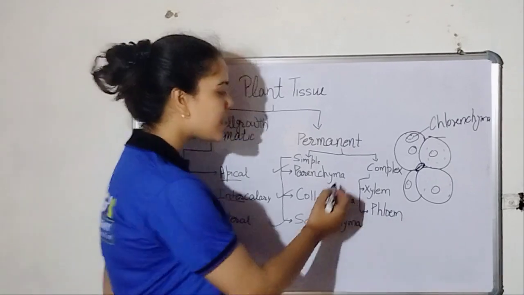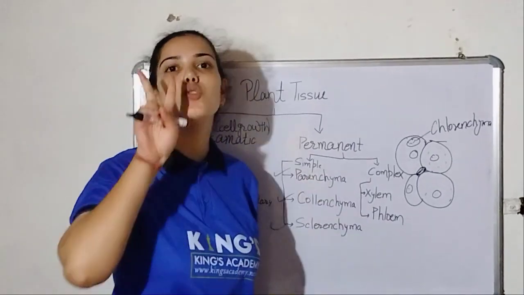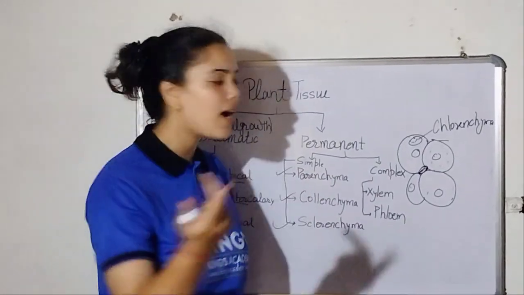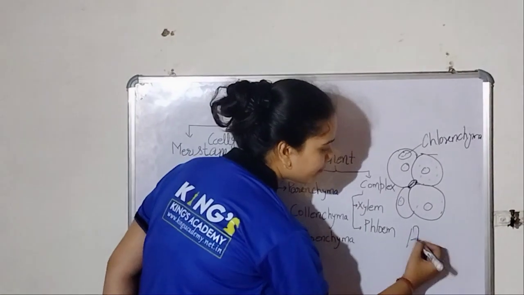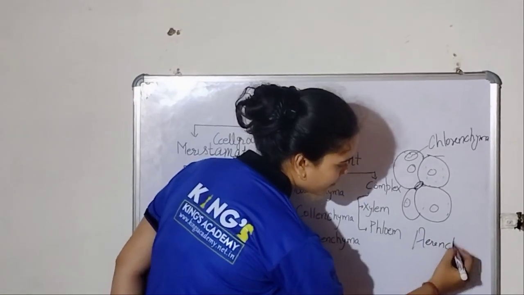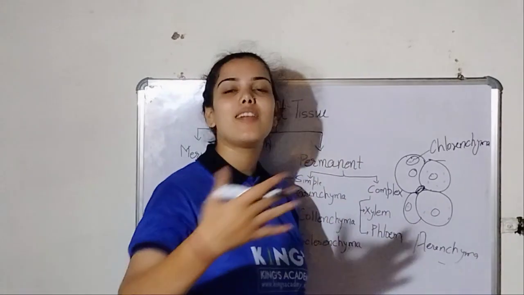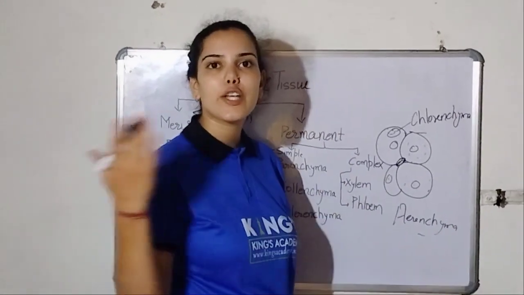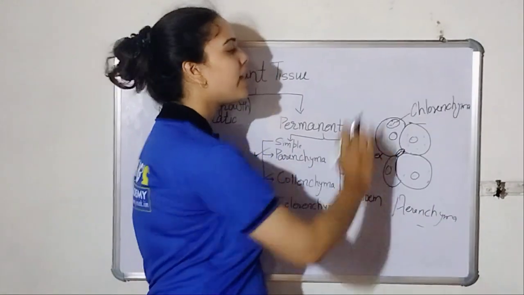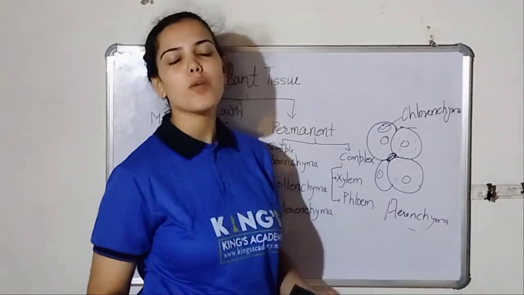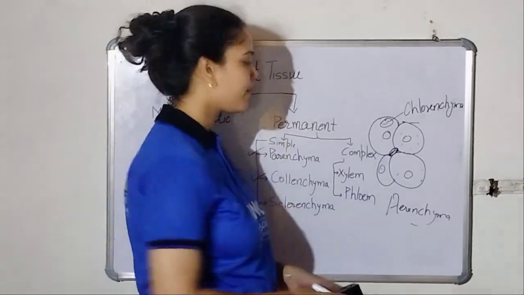So this parenchyma cell is divided into two more types, chlorenchyma and aerenchyma. Aerenchyma means when they have large intercellular space, in the case of water plants, and chlorenchyma means when they store a large amount of chlorophyll in them.